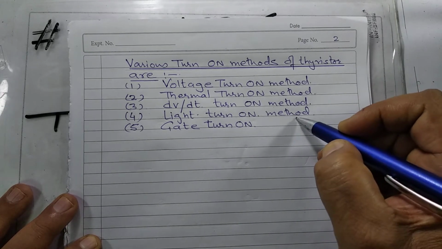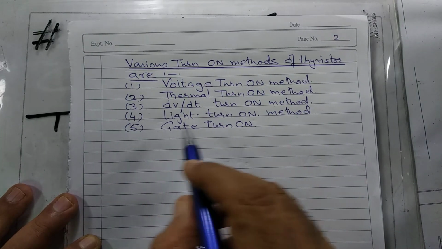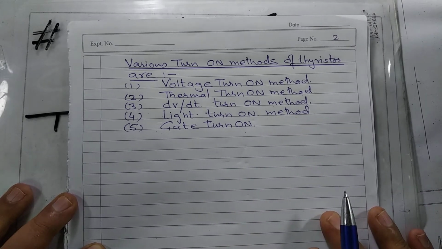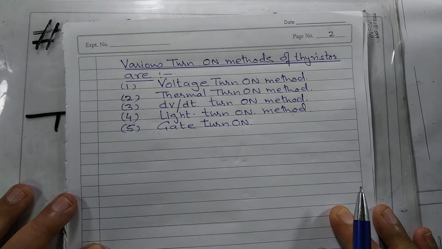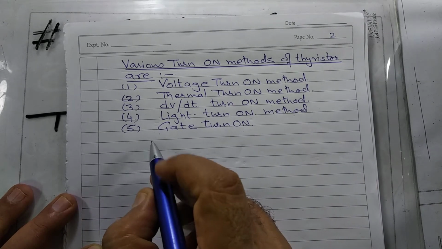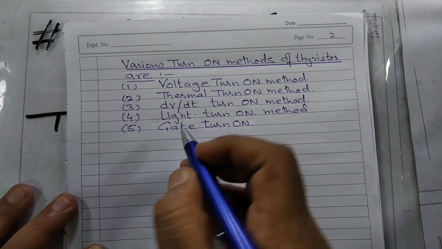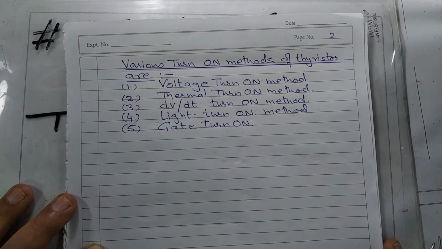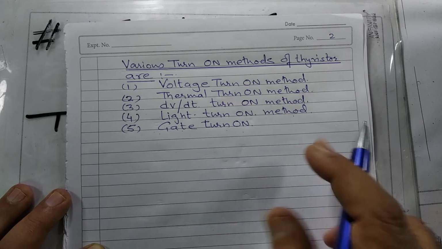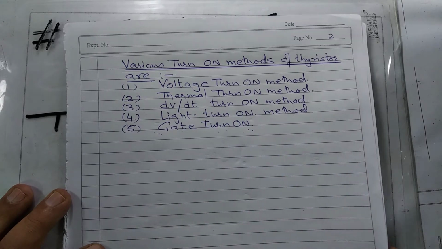These 4 methods are not in your syllabus. In your syllabus, you have only the gate turn on method. So the last one is gate turn on method. When we connect an SCR in forward bias mode, just give a pulse, a forward going pulse, a positive going pulse on the gate. Instantaneously, the SCR switches on. But this happens only in forward bias condition. So this method is called gate turn on method. We will study gate turn on method in detail.